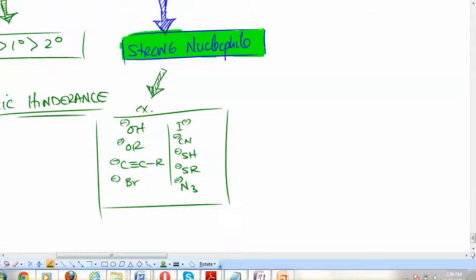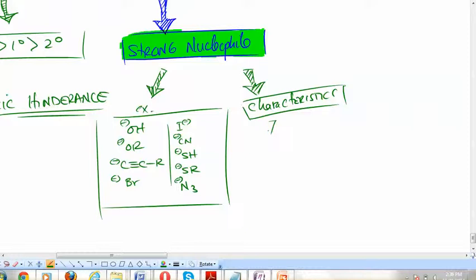So let's look at what some of the characteristics of these strong nucleophiles are. For one thing, they generally have a full negative charge. What do I mean by full negative charge? Instead of it being partial. So instead of having a partial negative charge, they have a full negative charge. All the ones up there have a full negative charge.